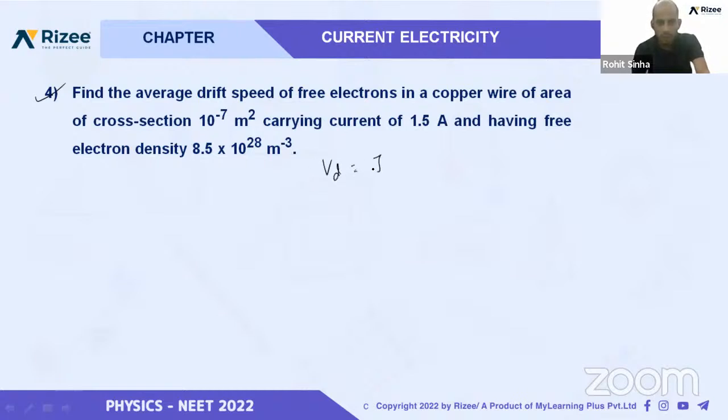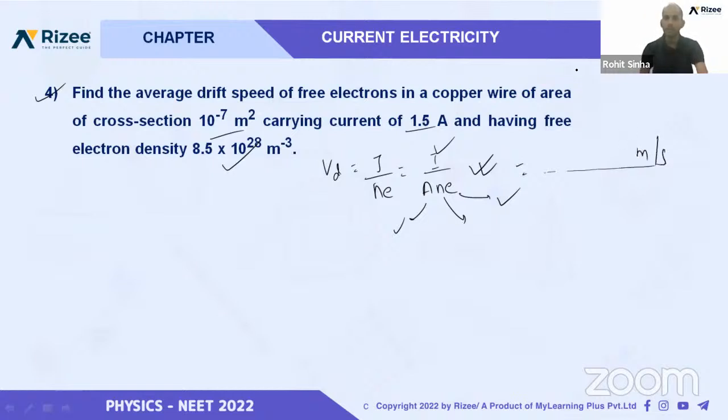V D is equal to J by N E. J means I by A. I is given, you can see here. Area of cross section is given. N is given. And electronic charge, you know. You can put all these values and you will get the answer. Okay, now you can get the answer. Yes, you can solve it.